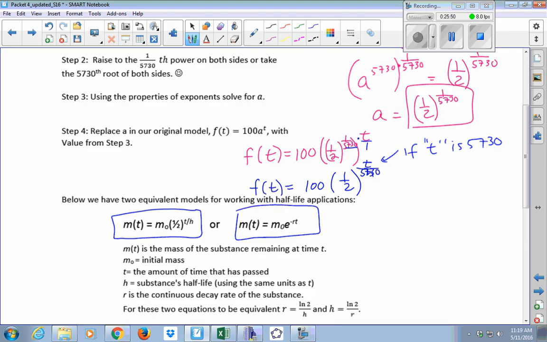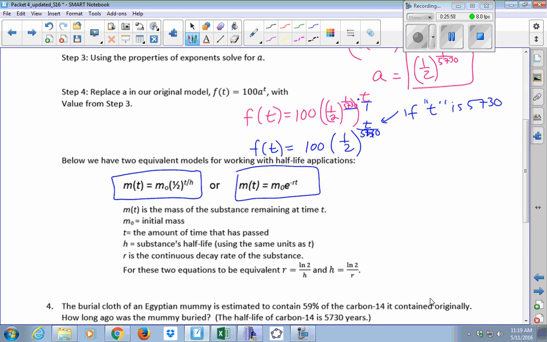Okay, so which one do you use? Well, whatever your information is that you're given in the example. So if you're using this formula right here and you know the half-life, then R is equal to the natural log of 2 over H. Natural log of 2 is a constant, so this is some number divided by the half-life. That's what you would squeeze in there for the value of R.